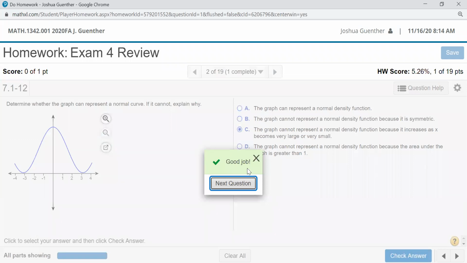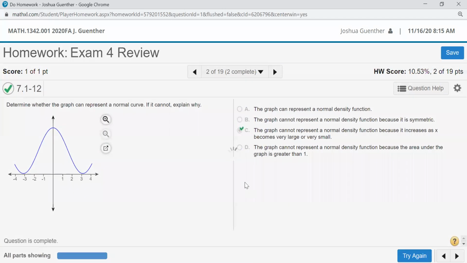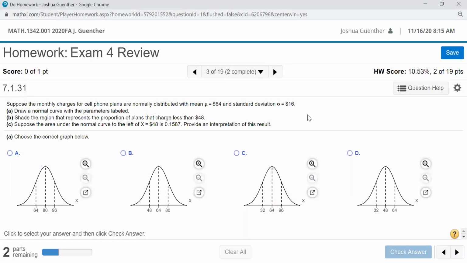Boom. The graph cannot represent a normal density function because it increases as x becomes very large or very small, which is true. It's supposed to be flattening out and decreasing, and then all of a sudden it comes back up on itself. So just nonsense.